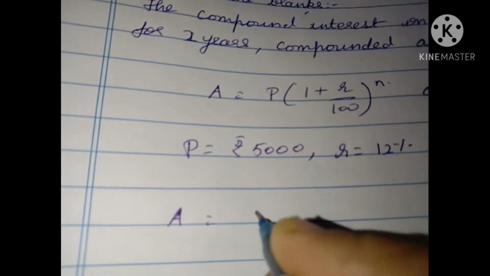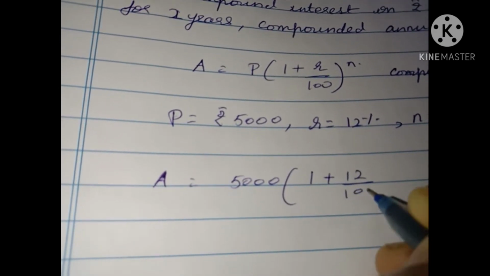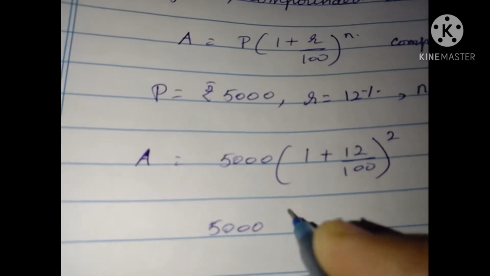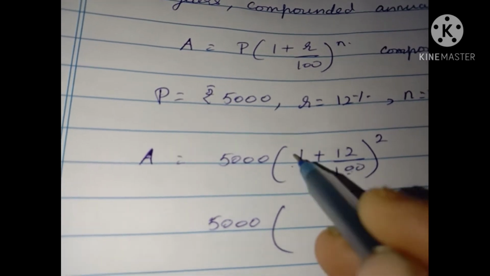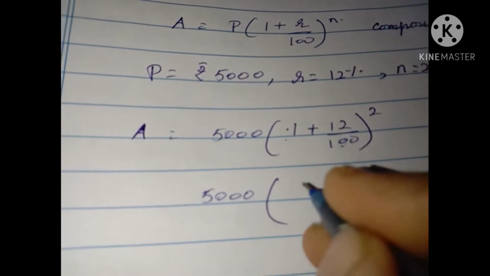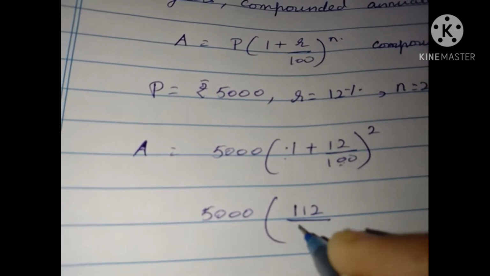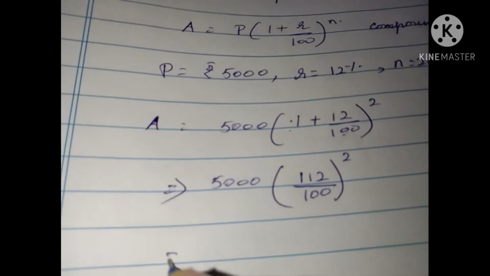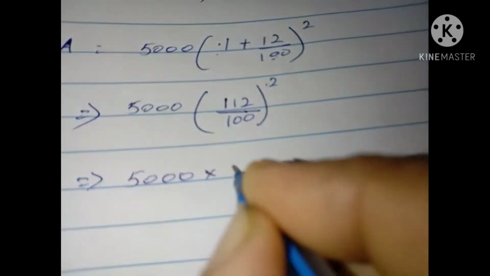Therefore, A is equal to 5,000 1 plus 12 by 100 the whole power 2. Here, if you take the LCM, it is 100. Therefore, 100 plus 12 is equal to 112 by 100 the whole power 2. Whole power 2 means you have to multiply this number twice.